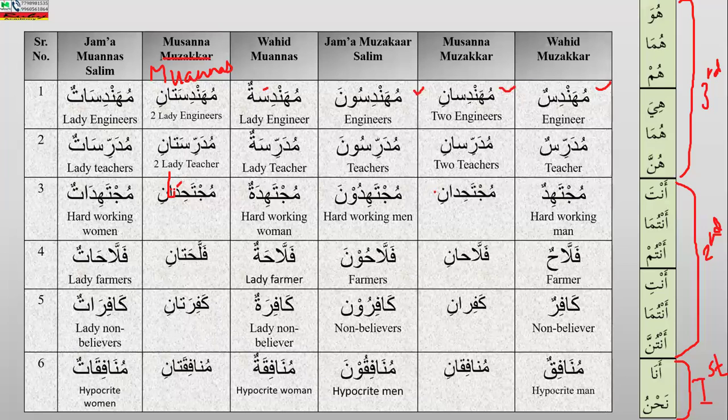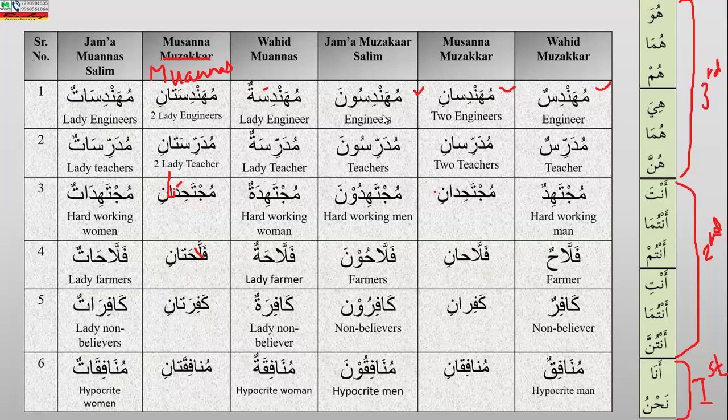Yes, continue. Ana falahun, nahnu falahani, nahnu falahuna. Ana falahatun, nahnu falahatani, nahnu falahatun. Yes, correct. Very good. Arshia, tell me for kafirun using all pronouns.